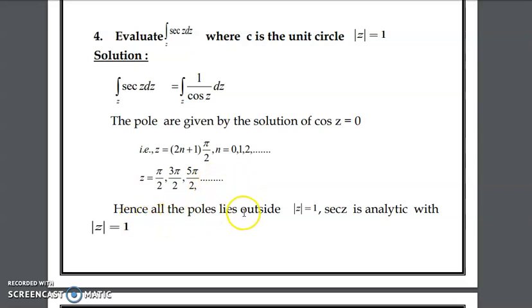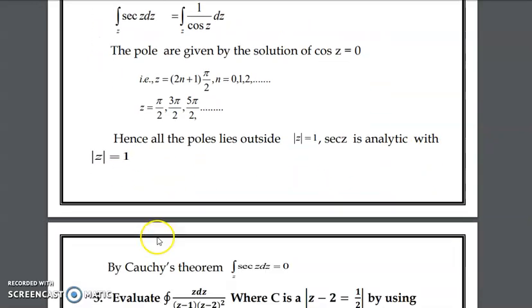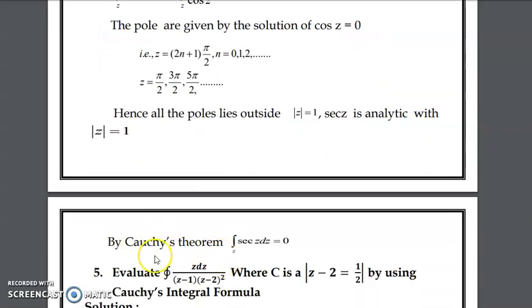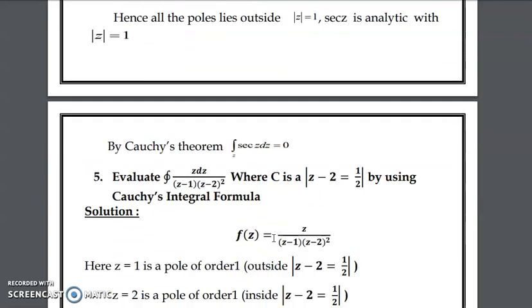Here all the poles lie outside |z| = 1. Since sec z is analytic within |z| = 1, by Cauchy integral theorem, the integral over C of sec z dz is equal to 0.